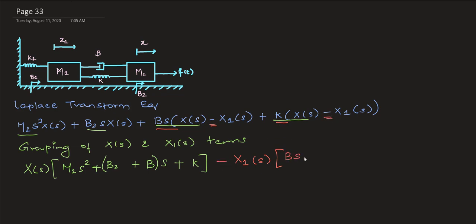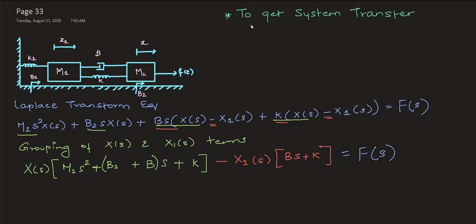And the question says you need to find X(s) by F(s) as a transfer function. So we are going to do the same here. After writing my Laplace representation, I'm grouping my X(s) and X1(s) terms, and that is bringing us to this form. And on my right hand side I have F(s).